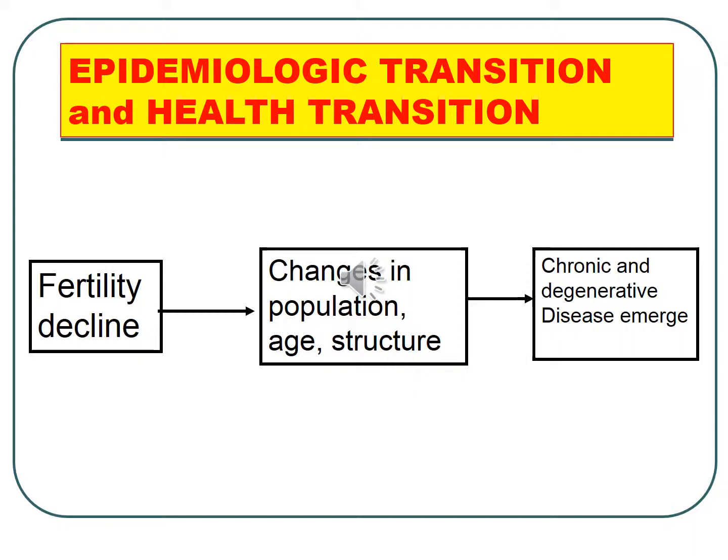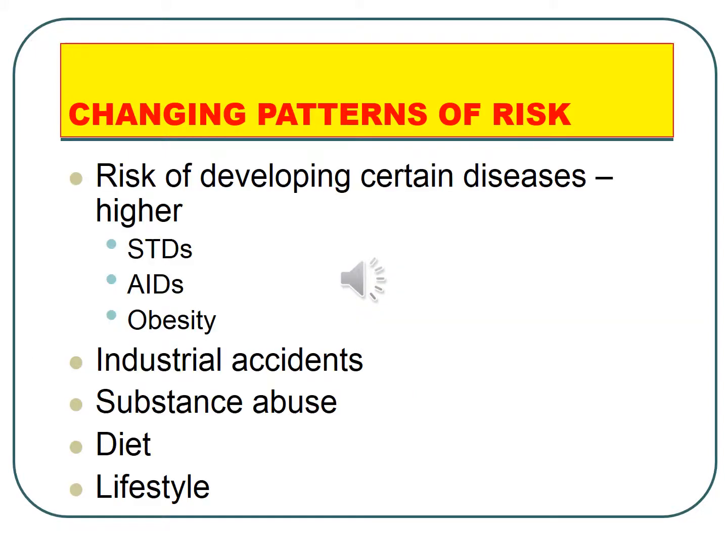A decline in fertility leads to changes in the structure of a population, causing chronic and degenerative diseases to emerge. Demographic transition leads to a change in pattern of risk for certain diseases, for example, sexually transmitted disease, AIDS, obesity, industrial accidents, substance abuse, diet, and also lifestyle.